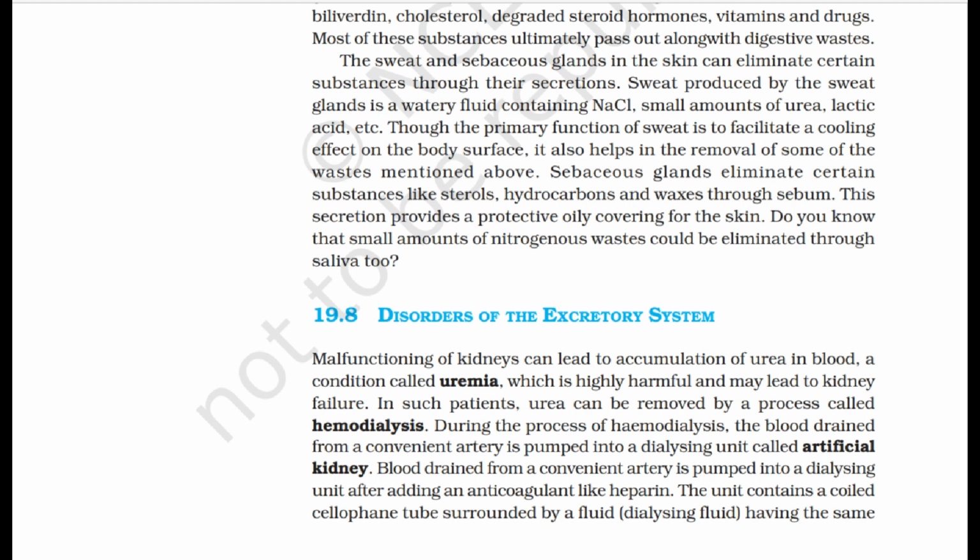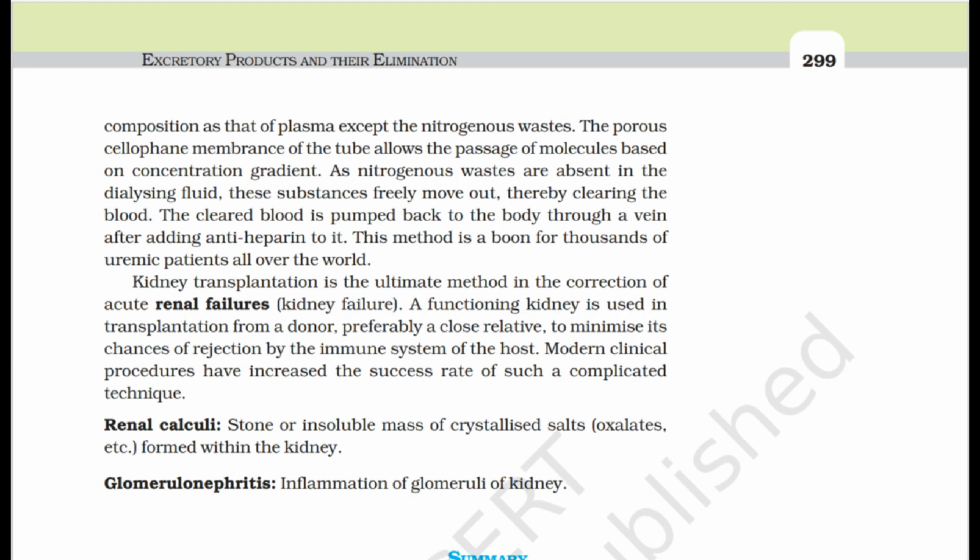During the process of hemodialysis, the blood drained from a convenient artery is pumped into a dialyzing unit called artificial kidney, after adding an anticoagulant like heparin. The unit contains a coiled cellophane tube surrounded by a fluid, dialyzing fluid, having the same composition as that of plasma except the nitrogenous wastes.